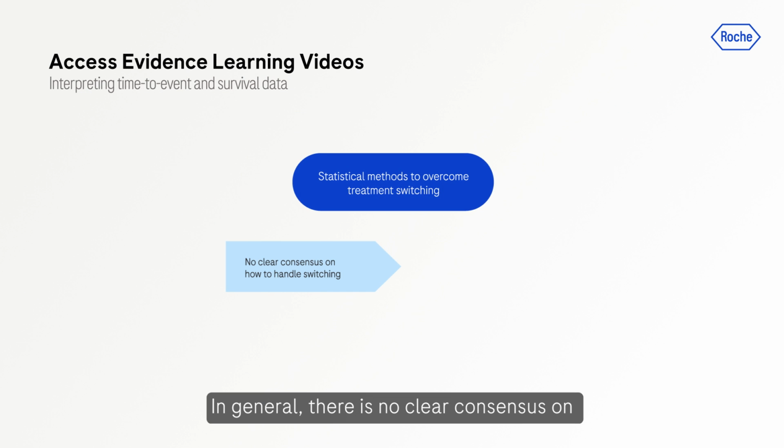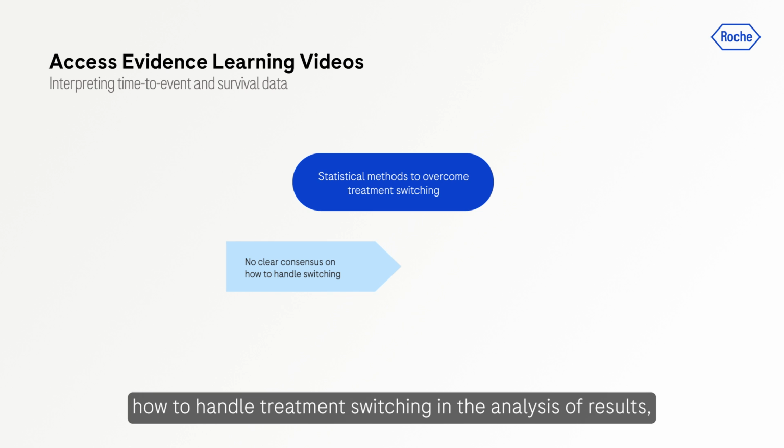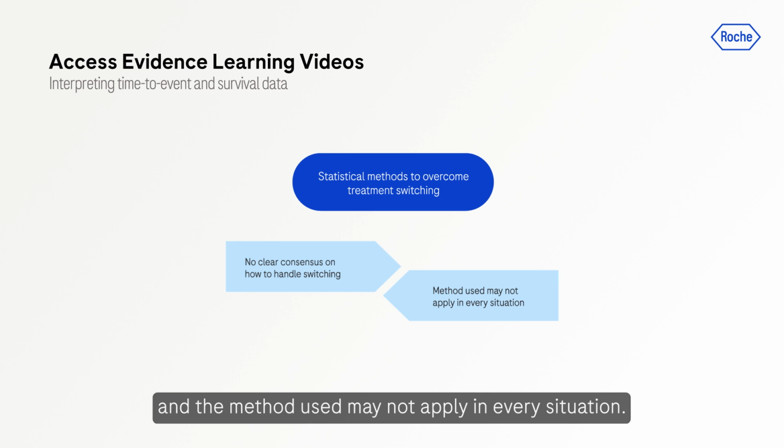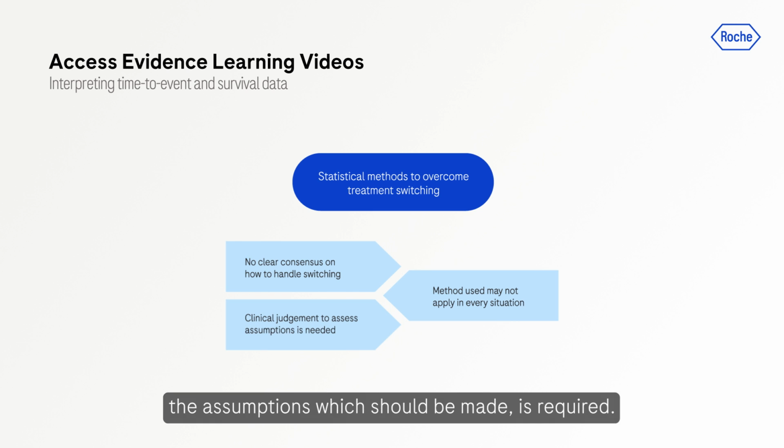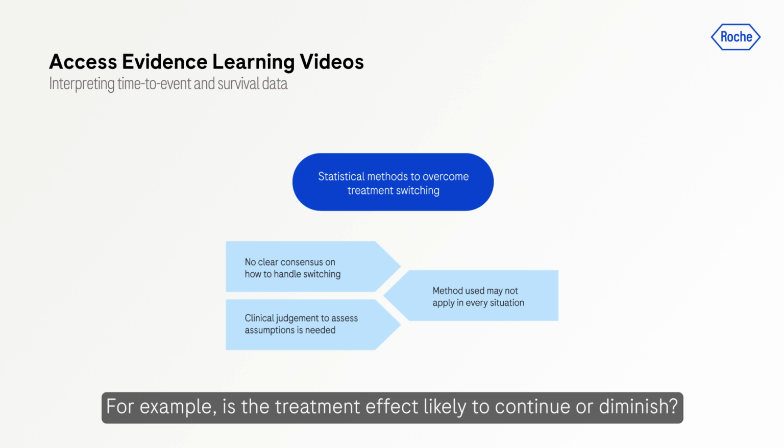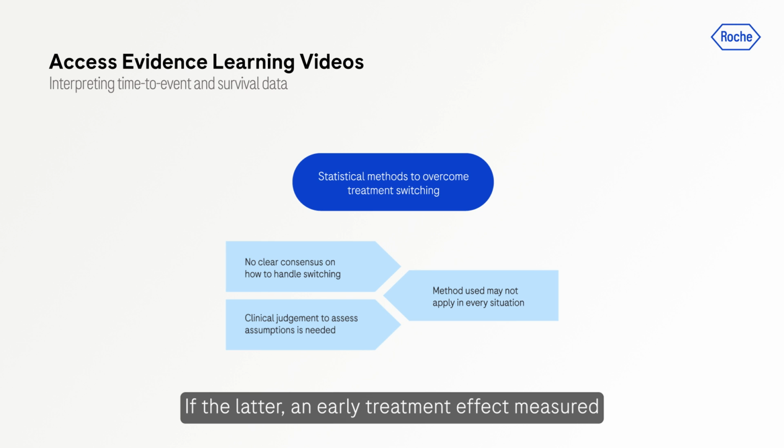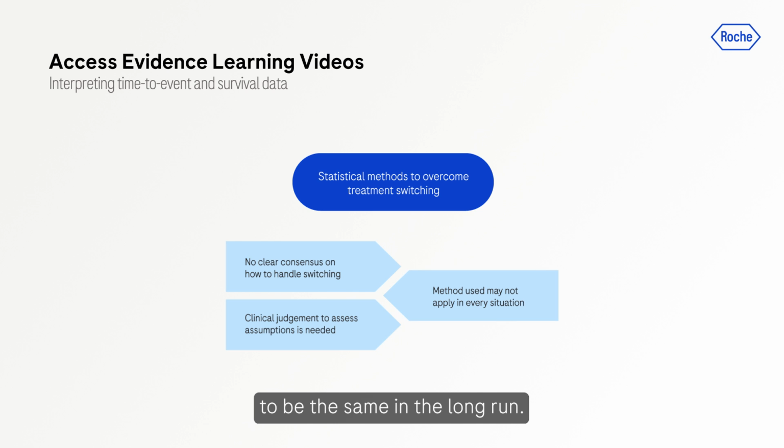In general, there is no clear consensus on how to handle treatment switching in the analysis of results, and the method used may not apply in every situation. A clinical judgment to assess the assumptions which should be made is required. For example, is the treatment effect likely to continue or diminish? If the latter, an early treatment effect measured during a clinical trial cannot be assumed to be the same in the long run.